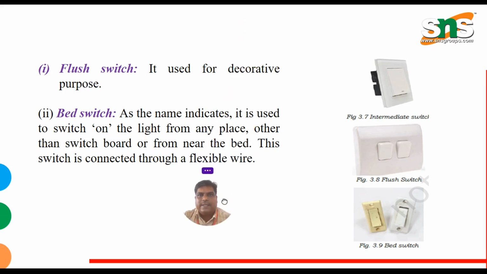This is called the intermediate switch. These are called the flush switch. It is used for decorative purposes. Bed switch, as the name indicates, is used to switch on the light from any place other than the switchboard, or from near the bed. This switch is connected through flexible wires.